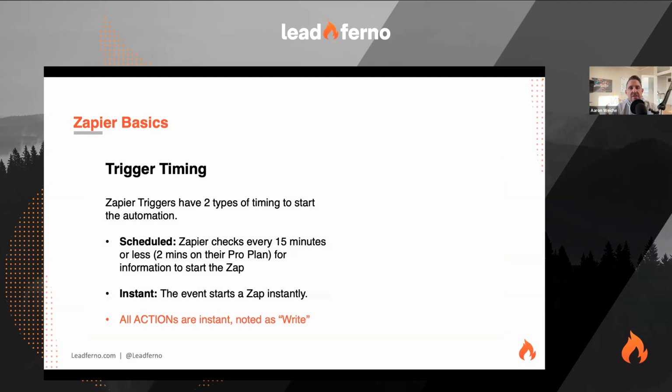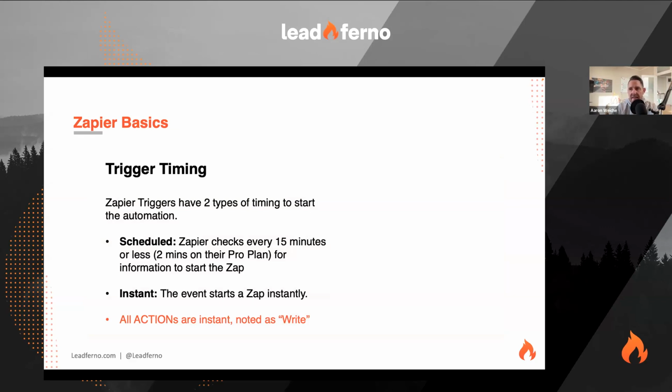To understand, triggers have a little bit different timing. There's basically 2 types for triggers. They're scheduled. So unlike the free plan, Zapier checks for an update of that information every 15 minutes or less. Once you move to that pro plan, that's that $50 plan I was talking about, that time frame is now 2 minutes.